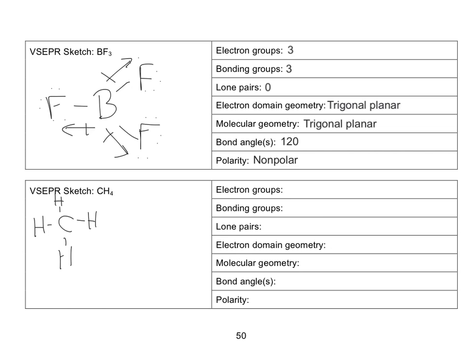Okay, so we have carbon with 4 hydrogens bonded to it. So that's 4 electron groups. We have 4 bonding groups and no lone pairs. All right, our electron domain geometry is going to be tetrahedral.